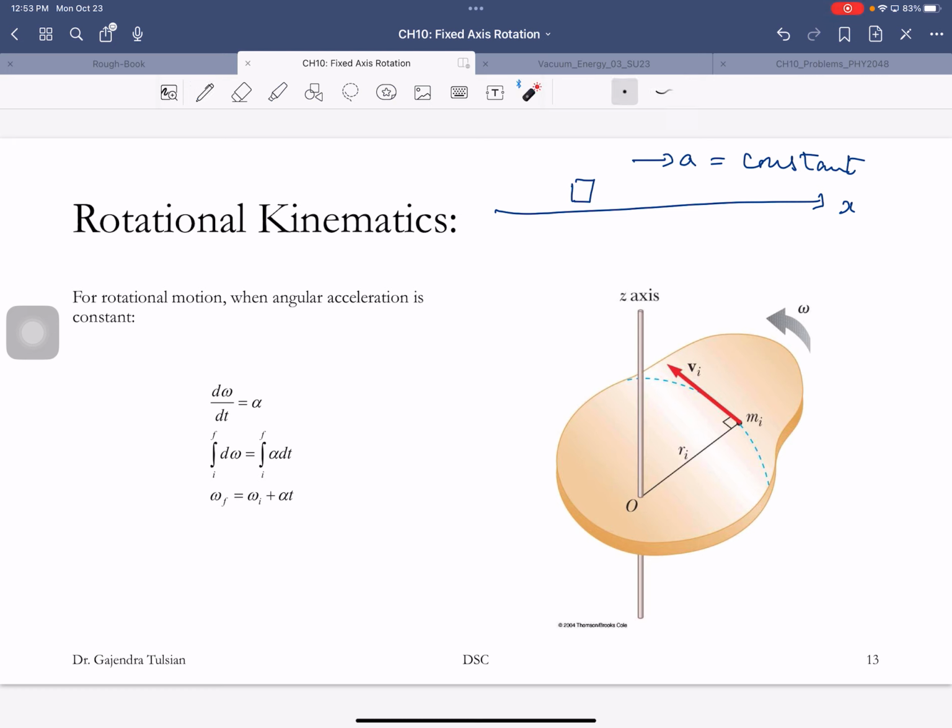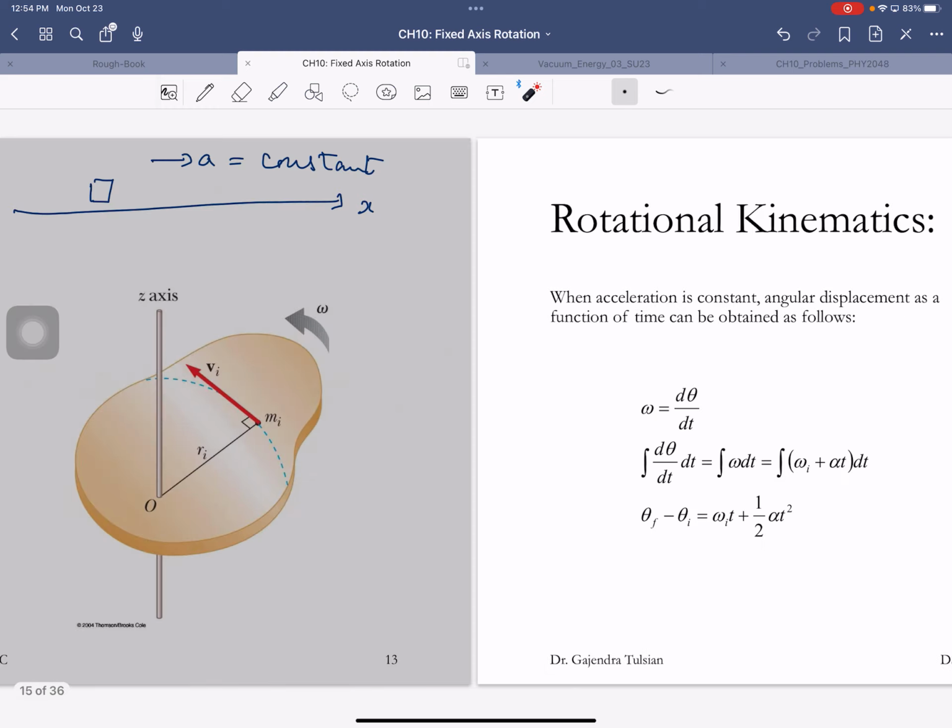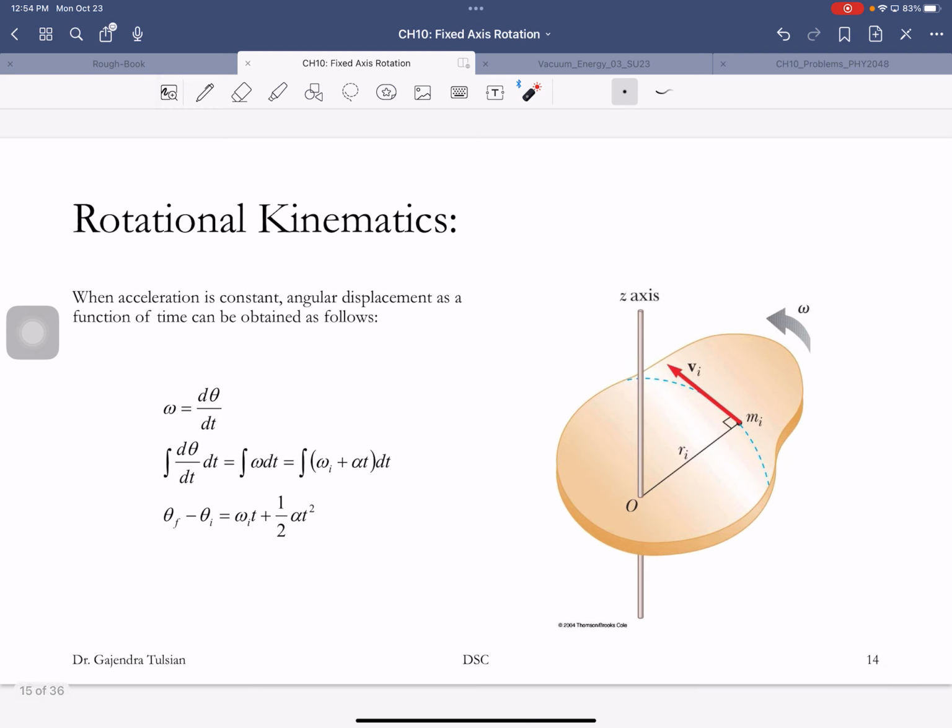So what is this formula saying? If this object is rotating and accelerating, meaning it's getting faster and faster or slowing down, the final angular velocity is the initial angular velocity plus alpha times time. So angular velocity as a function of time. What is this formula telling you? Again, this thing is rotating, and if it has a non-zero acceleration, this is the final angular position as a function of time.